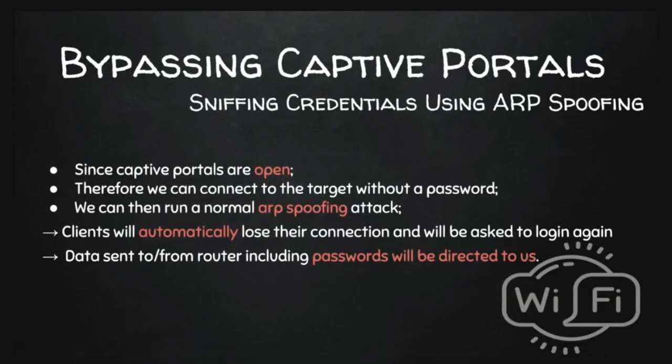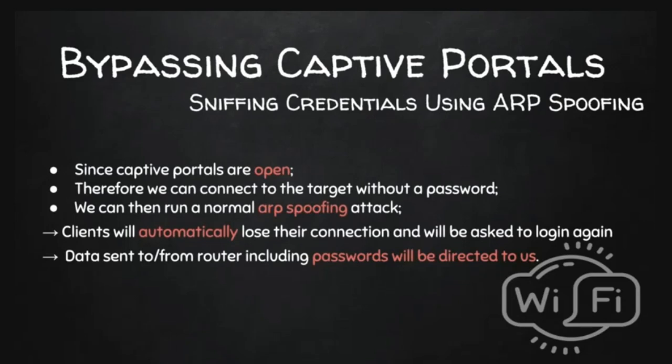Of bypassing captive portals. Since the captive portal is an open network, we can just connect to it normally. And once we connect, we'll get an IP address and everything. And what we'll do in that case, we'll run a normal ARP spoofing attack. Now, as we know, this attack will place us in the middle of the connection between the client and the router. And this way, all the data will flow through our computer, including usernames, passwords, URLs, and everything.